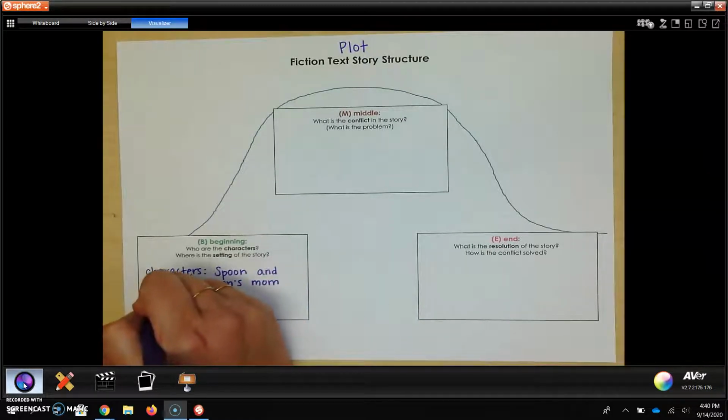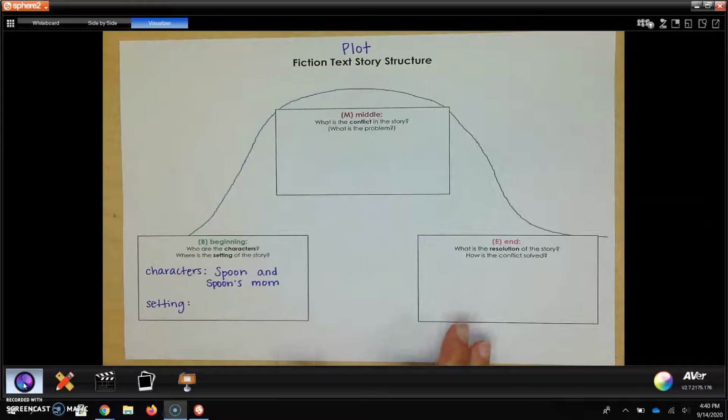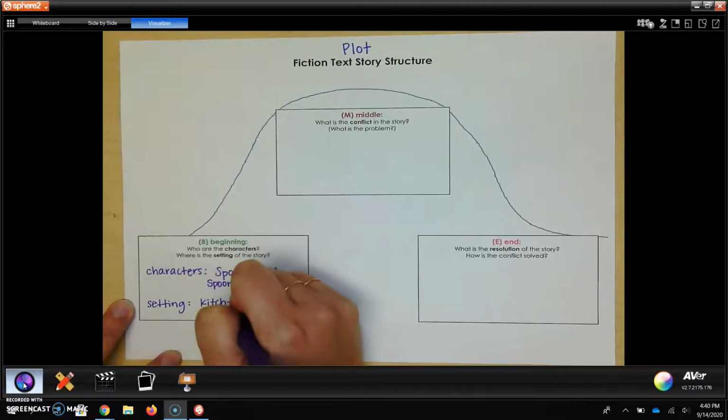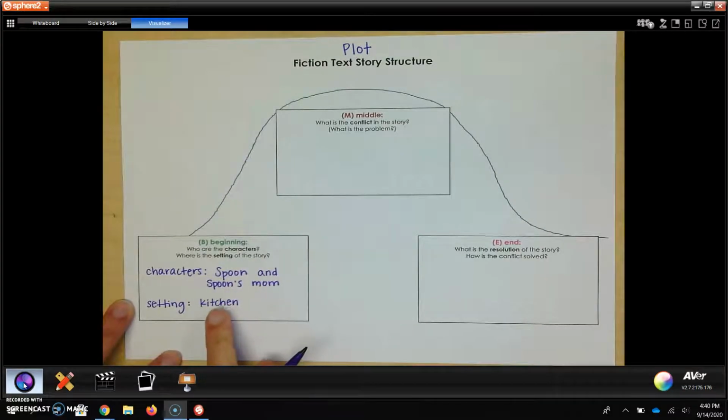Another part of the beginning is the setting of the story. Where did the story of Spoon take place? We know that throughout his whole story, it probably took place in a kitchen, because a lot of other utensils were introduced, and we know that that was happening in a kitchen. You could write in a kitchen, you could write in Spoon's home, because obviously that's where they were staying, but I'm going to put kitchen.